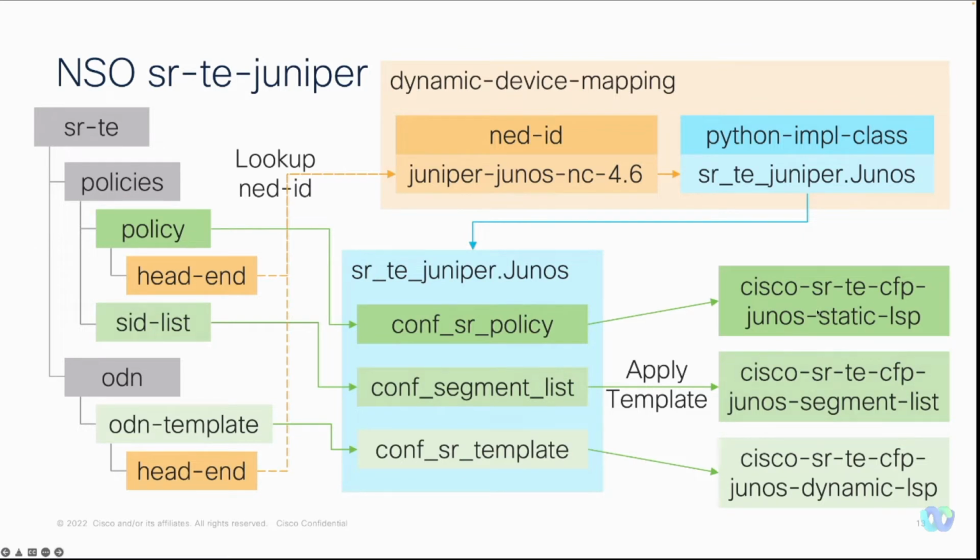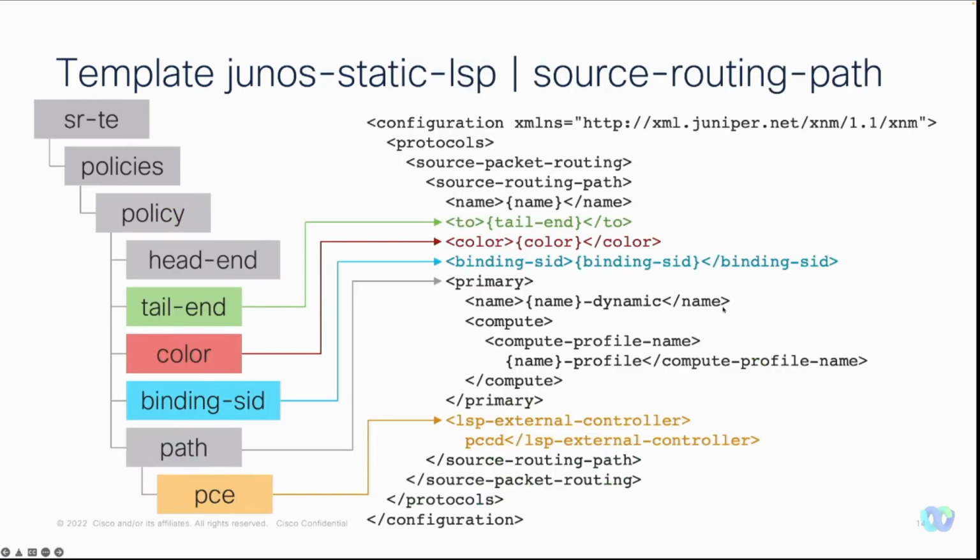So I'll just drill down into one of these in a bit more detail. So we'll just look at the static LSP. So we have the service model on the left. So this is what's provided by the core SRTE package. And then on the right, the mapping to the Juniper template. If you're not that familiar with segment routing, this probably isn't that interesting, but if you do know how it works on Cisco, then this is the equivalent for Juniper.